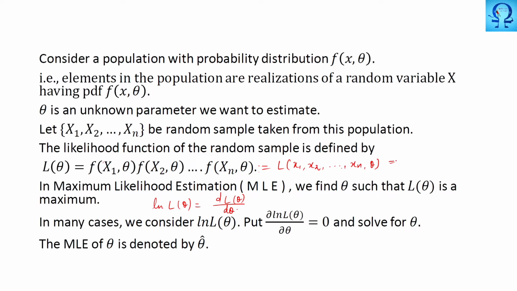That is why we find either del L upon del theta equal to 0, or we take the log and find del log L of theta upon del theta, and equate this to 0. Why do we take log? Because if we have some complex quantities, taking the logarithm will bring them to a simplified form.